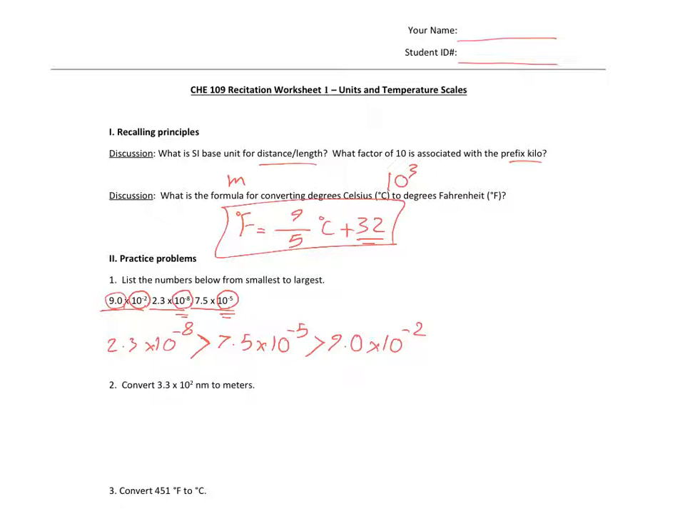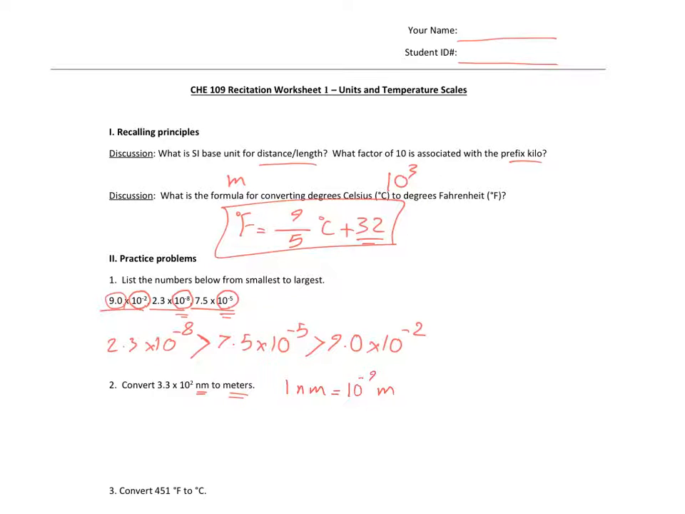Okay, so the next question is to convert 3.3 times 10 to 2 nanometers to meters. First we have to find the equality. How many nanometers is equal to how many meters? With the method I mentioned in the lecture notes, always 1 goes to the prefix and the definition of the prefix. So what is nano? Nano is 10 to negative 9, goes with the base unit. So 1 nanometer is 10 to negative 9 meter.